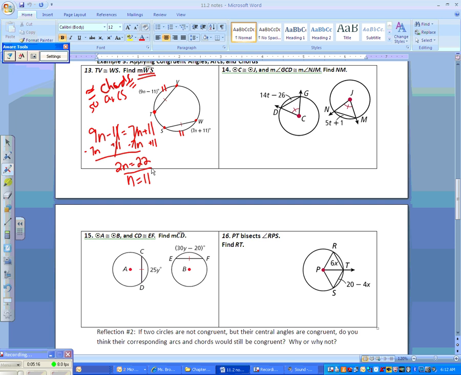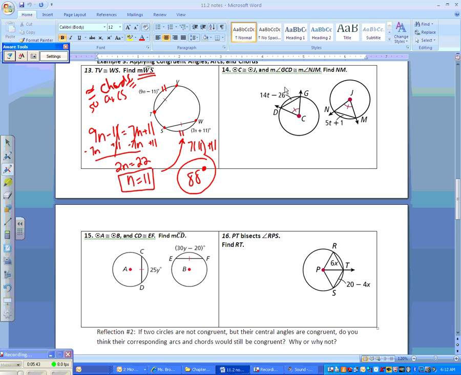And I'm not done. We're not going to stop here. We're going to go back and read the question. It says find the measure of arc WS. So I'm going to plug this in here because that's WS. 7 times 11 is 77 plus 11. We have 88 degrees. Remember, we were talking about arc measures or angle measures, so our answers are in degrees. This is an example of having two congruent chords within one circle.